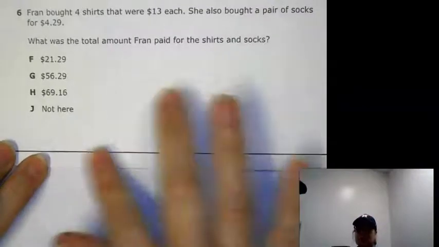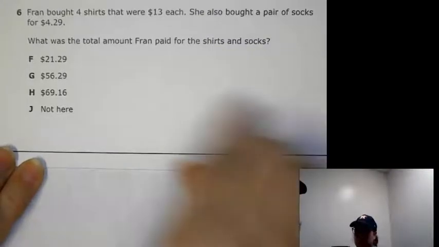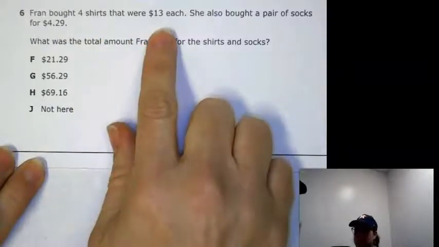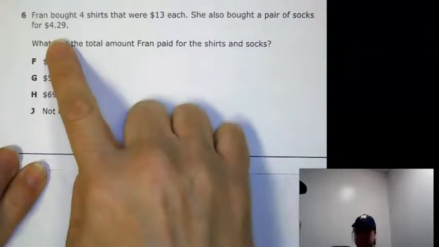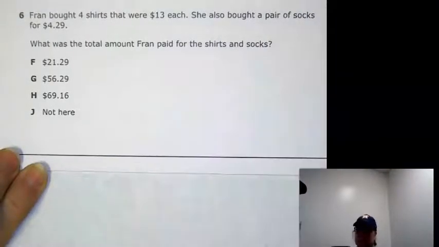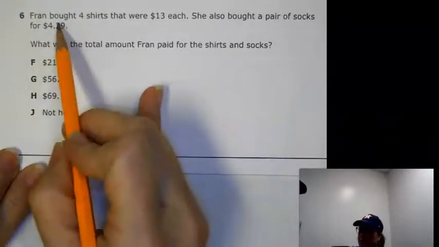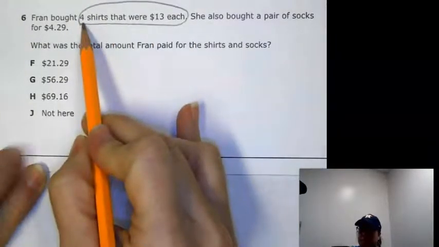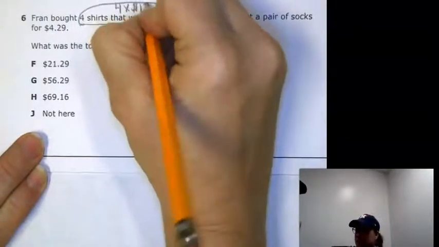When I come across a word problem, I am going to do a UPS check. This one, number 6: Fran bought 4 shirts that were $13 each. She also bought a pair of socks for $4.29. What was the total amount Fran paid for the shirts and socks? That's a lot of information. Reread it. Fran bought 4 shirts that were $13 each. What does that mean? 4 times $13.